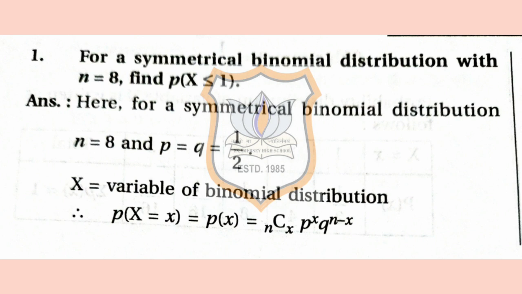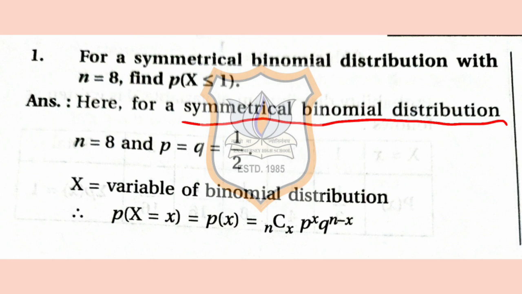The first question is, for a symmetrical binomial distribution with n is equal to 8, find P(x less than or equal to 1). Now here the first thing which is given is it is a symmetrical binomial distribution. Now what is the meaning of symmetrical binomial distribution? That is, probability of success and probability of failure is same.